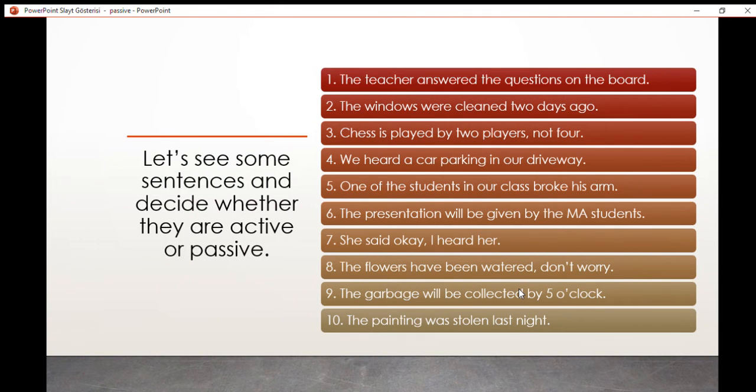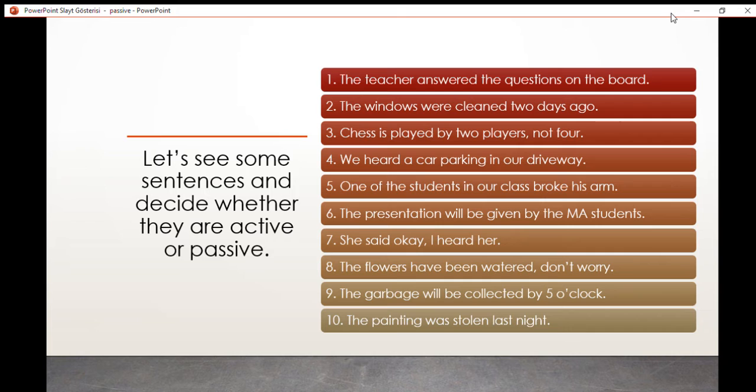We have 10 sentences here. We are going to decide whether they are active or passive sentences. Number 1: "The teacher answered the questions on the board." Now this sentence is an active sentence. How do we know? Because the teacher seems to be the subject here, because the teacher answered the questions.